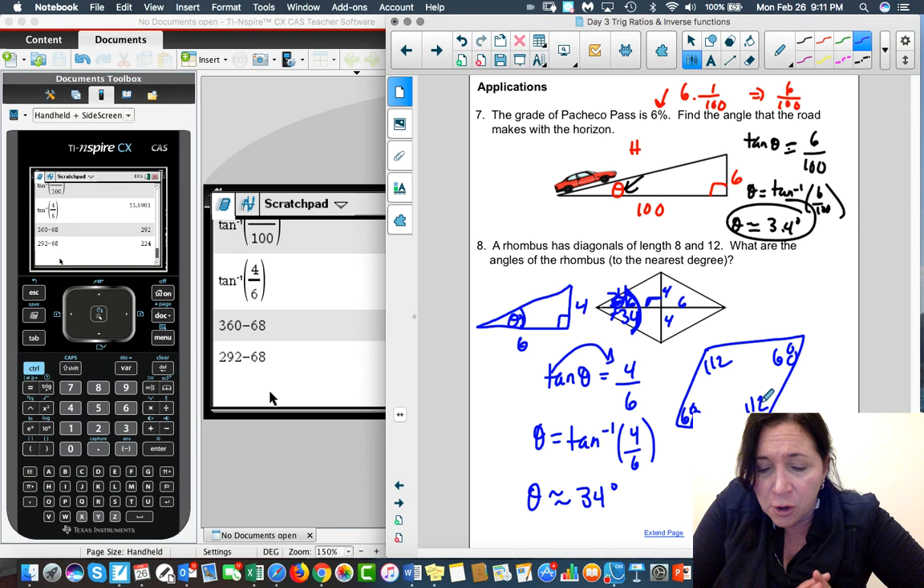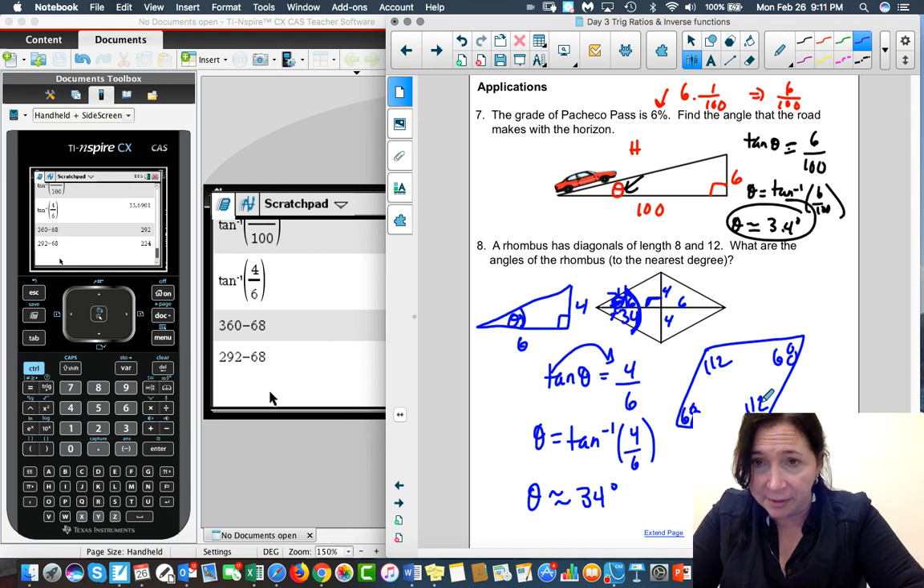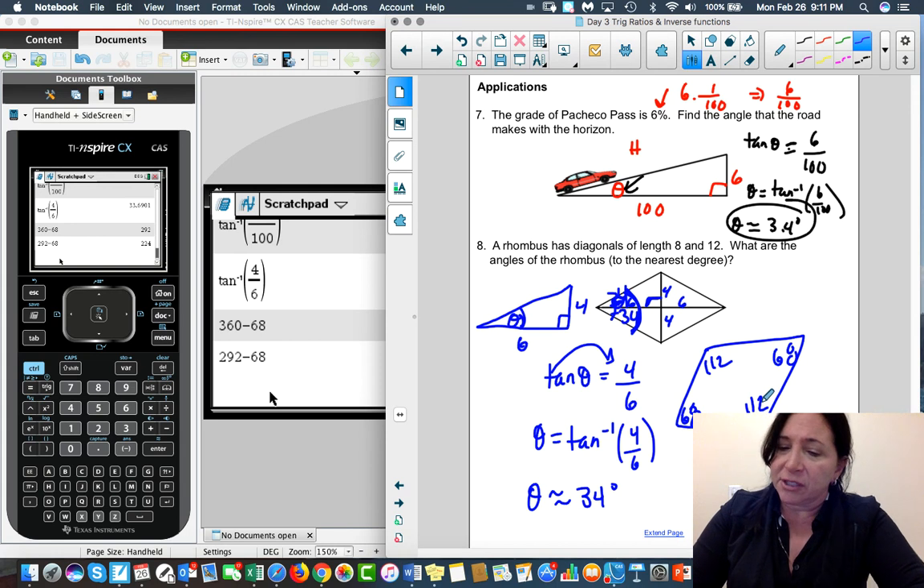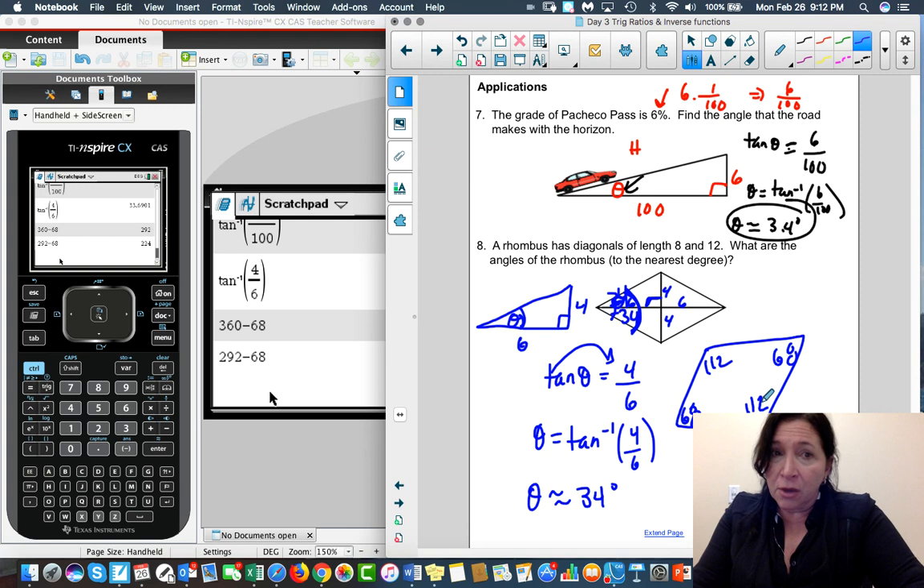So I hope that helps. We did a lot today. We introduced sine, cosine, and tangent ratios. We learned how to find inverse functions, and using arc sine, arc cosine, and arc tangent, we learned how to use a calculator with those same functions, and we also did a few application problems.